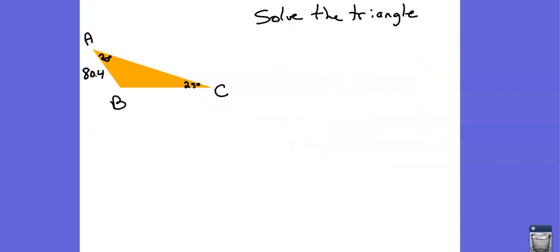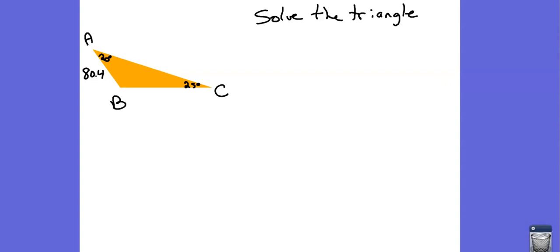So let's look at another problem. All right, now this problem says to solve the triangle. Anytime it says solve the triangle, that means I want all angles and I want all sides. So let's first do the easy one, angle B, because I know angle A and I know angle C.